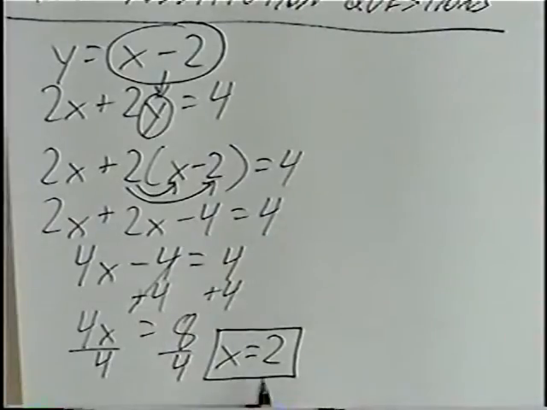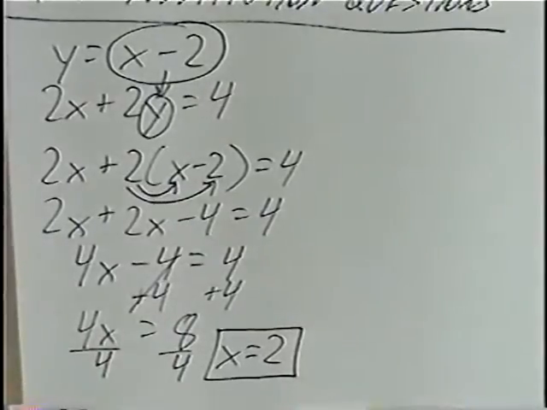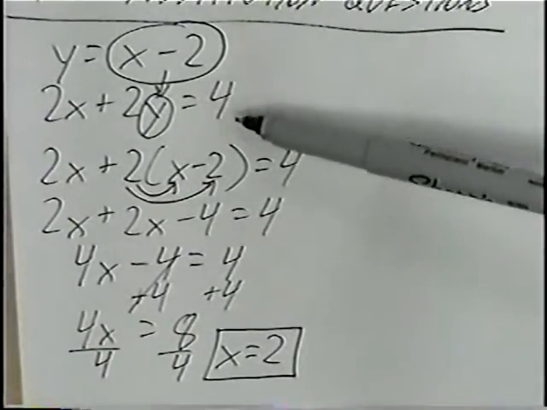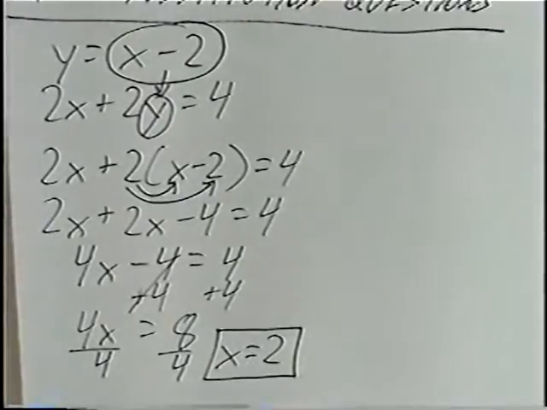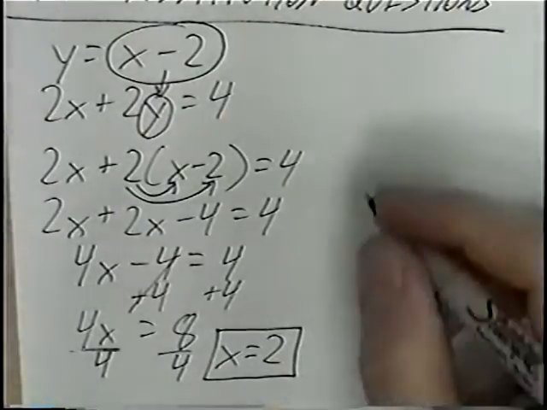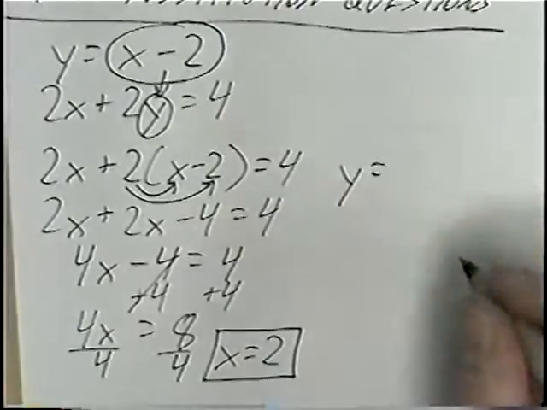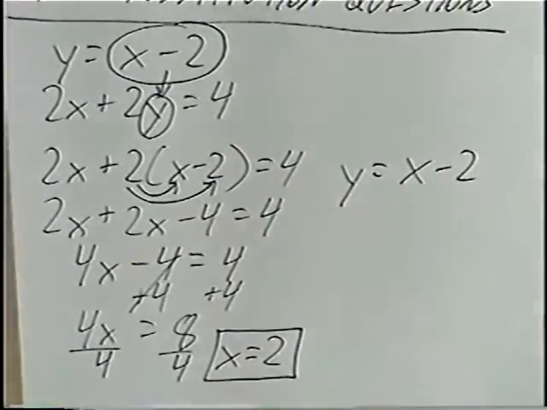Again, keep in mind this is our first answer. This is one variable. We still need to figure out the second variable, which is y. Plugging it back in, you can use either equation. The easiest equation to use in this case will be the first one, since we already have y by itself. So y equals x minus 2.